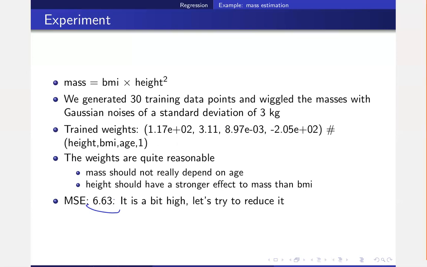So let's try to make a more complex model to fit our data. What can we do? Of course, I can use a more complicated model, maybe a neural network regression model, or I can use support vector regression. But here maybe I want to stick with the linear regression model. So what can I do?